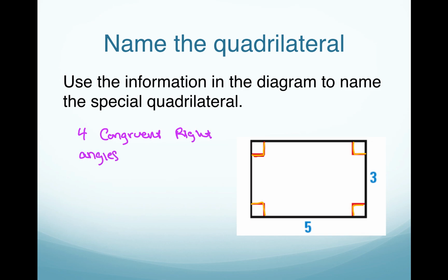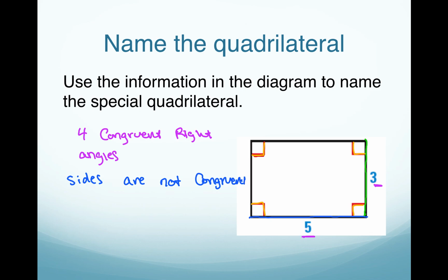Now what do we know about the sides? Well, one side right here is 3. The other side right here is 5. The biggest takeaway from this is that they are not congruent. They have different lengths. So we can say sides are not congruent. We don't know anything about the sides being congruent because they're not congruent.